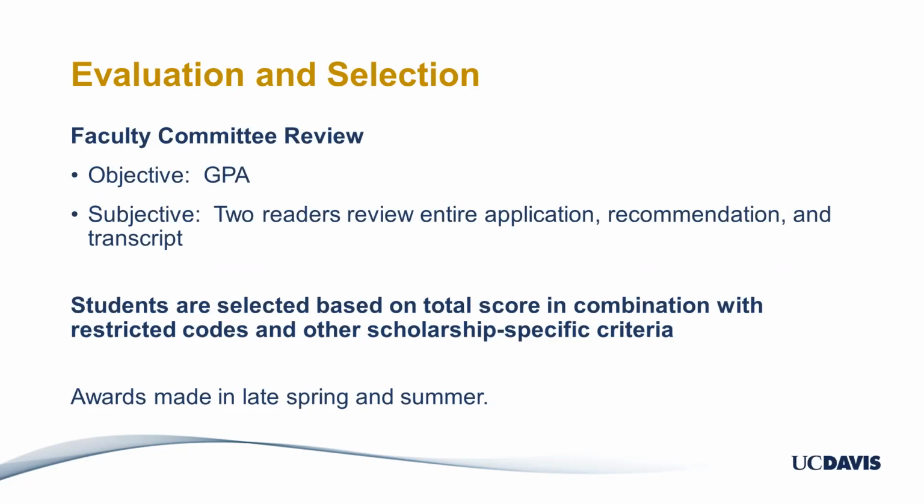So if we're looking at one, let's go back to the restricted codes, that's very specific. So we're looking at animal husbandry. We'll look at all the students who meet that criteria, and then we'll look at the scores for those students. So if you have the top score and you also meet that one animal husbandry criteria, you'd be the one that we'd be awarding the scholarship to, and we just go down that list. So you want a high score, and then you also want to be meeting the criteria associated with the scholarship that we're trying to award.